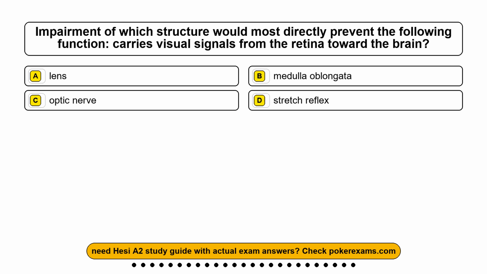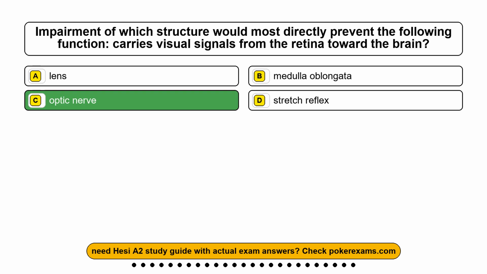Question 24. Impairment of which structure would most directly prevent the following function: carries visual signals from the retina toward the brain? Option A, lens. Option B, medulla oblongata. Option C, optic nerve. Option D, stretch reflex.